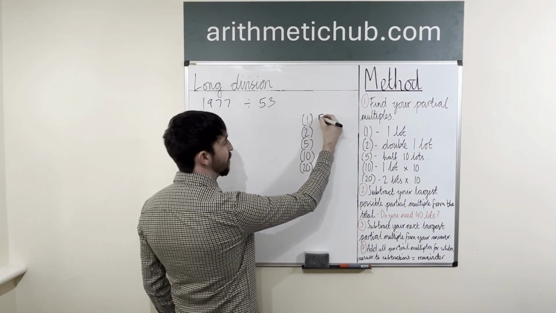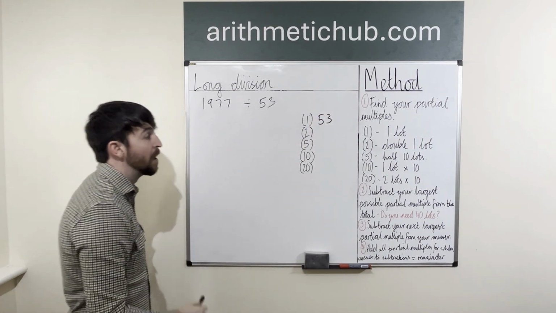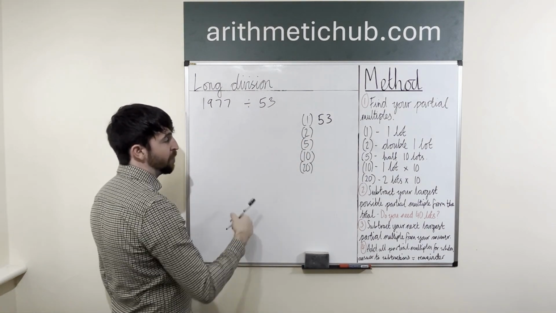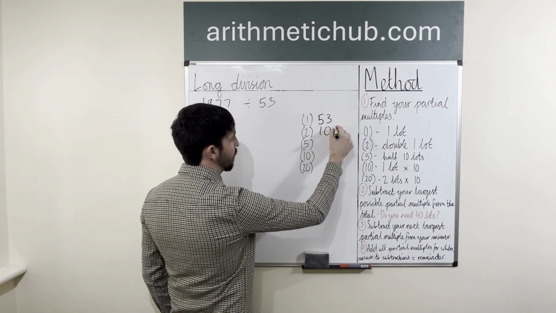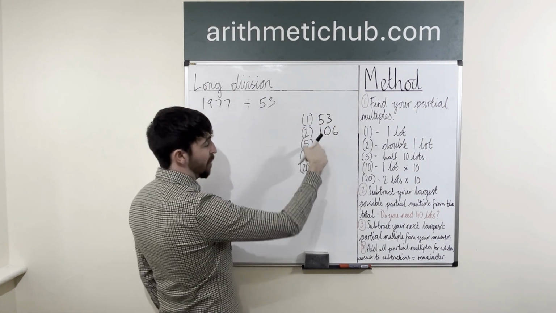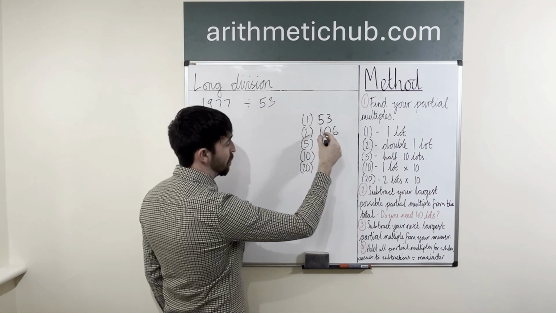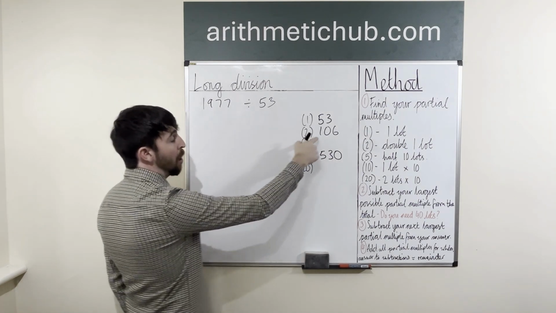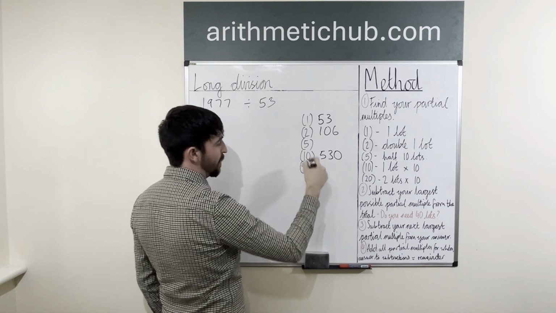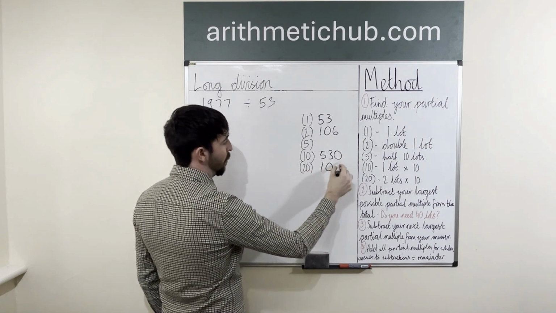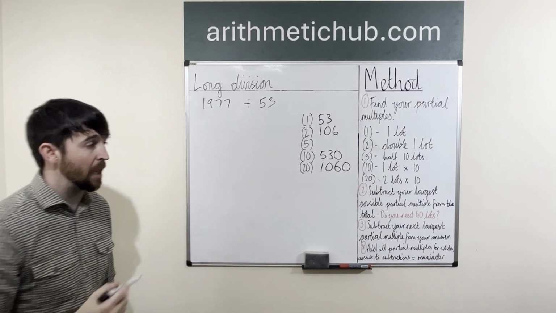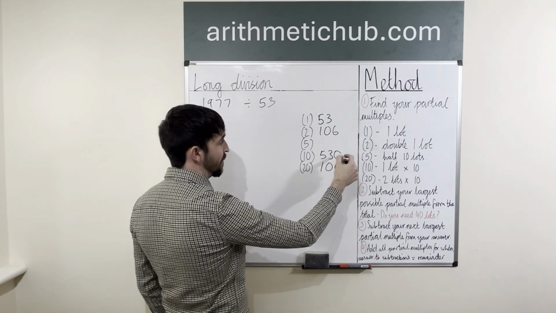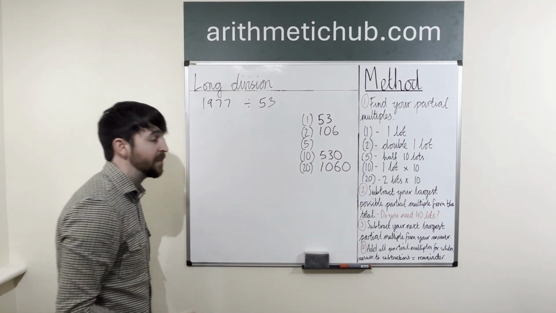Well, one lot of 53 is going to be 53. Then I need to find 2 lots. All I need to do here is double one lot. Double 50 is 100, double 3 is 6. To find 10 lots, I'm going to move the place value one place, so I'm going to multiply it by 10. 53 becomes 530. 106 multiplied by 10 to find 20 lots is going to give me 1,060, because 2 lots times by 10 is going to give me 20 lots. So multiply one lot by 10 to give me 10 lots, multiply 2 lots by 10 to give me 20 lots.